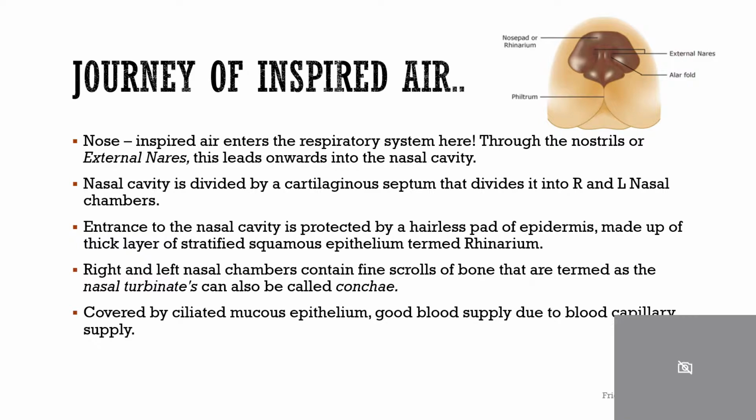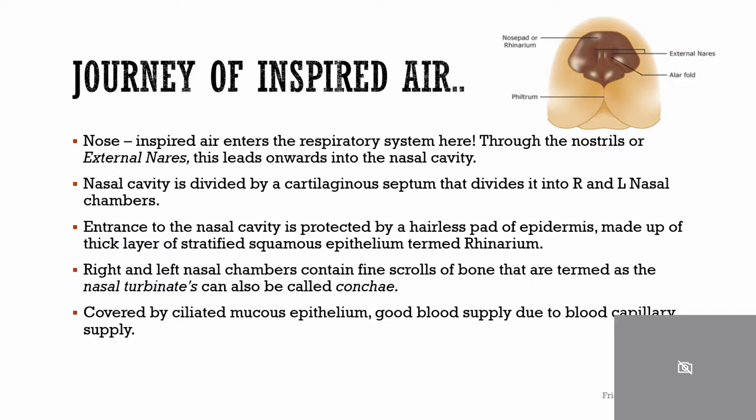The journey of inspired air. Inspired air enters the respiratory system through the nose, through the nostrils, or if we appropriately term them, the external nares, and this leads onwards into the nasal cavity. The nasal cavity is divided by a cartilaginous septum that divides it into the right and left nasal chambers. Entrance to the nasal cavity is protected by a hairless pad of epidermis made up of a thick layer of stratified squamous epithelium, and we term that the rhinarium.